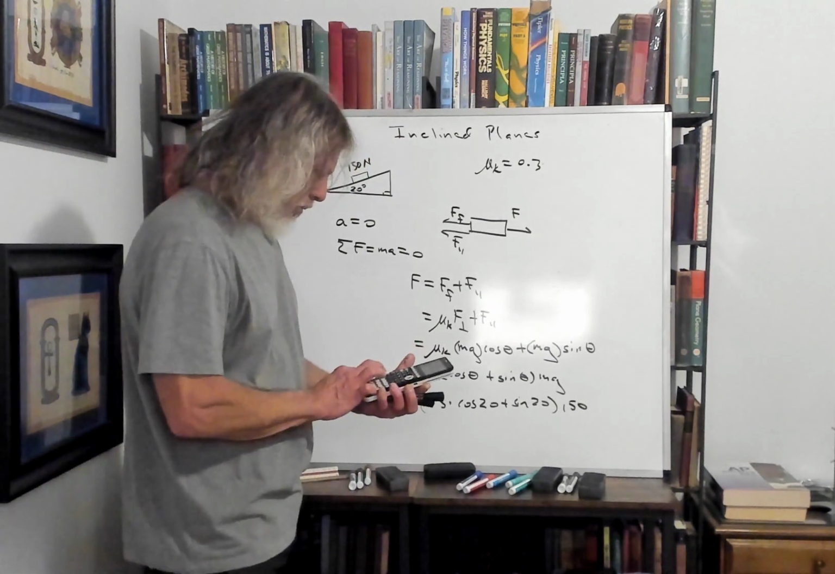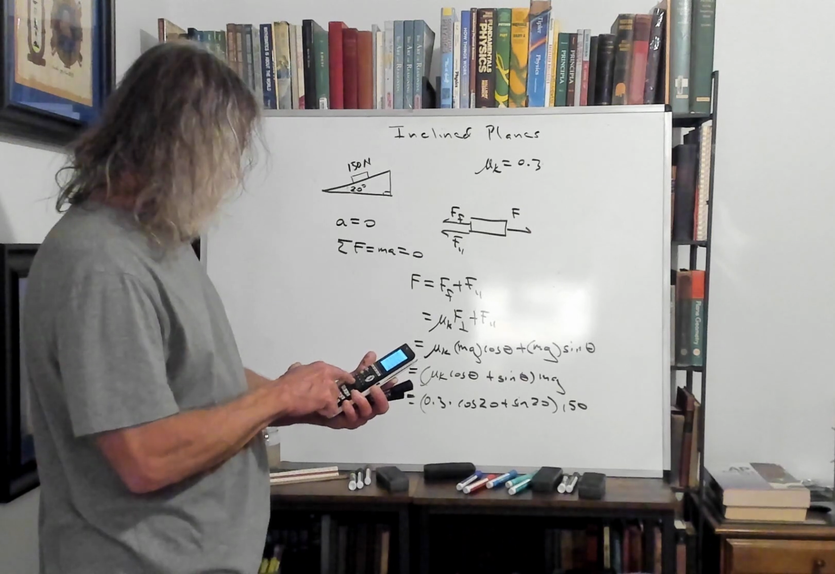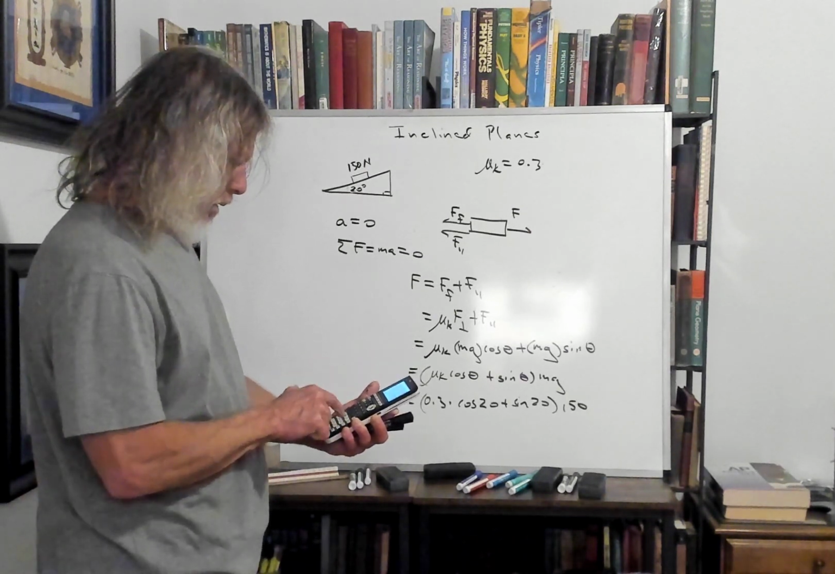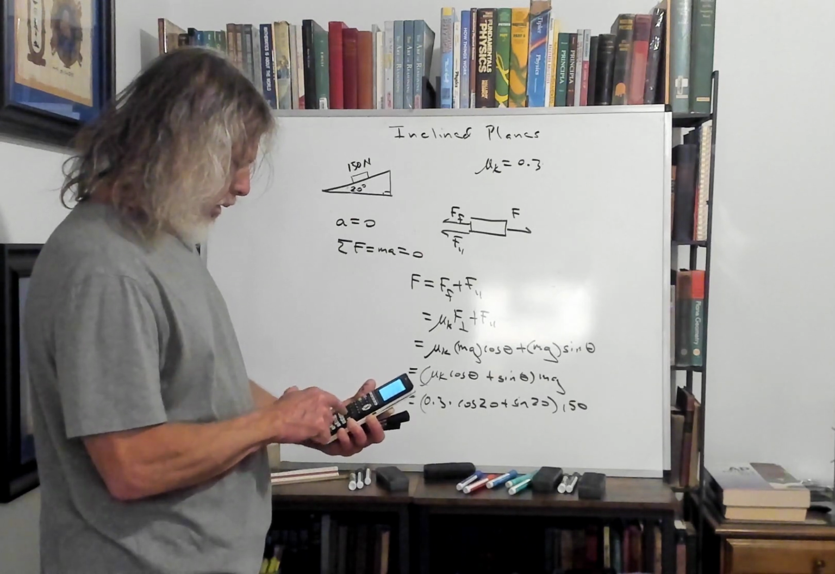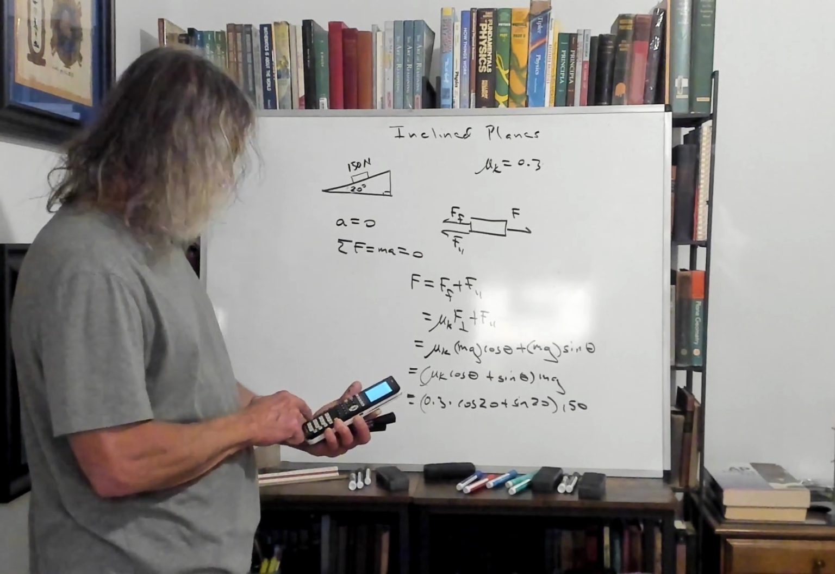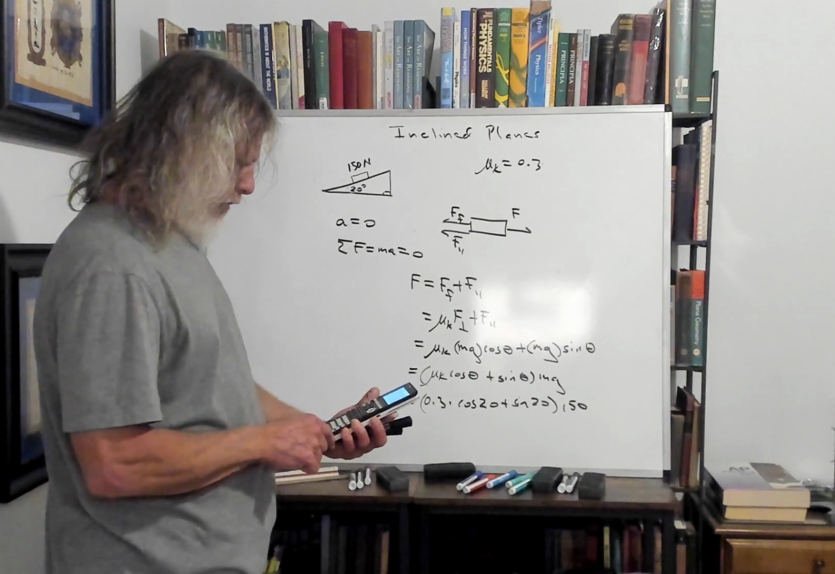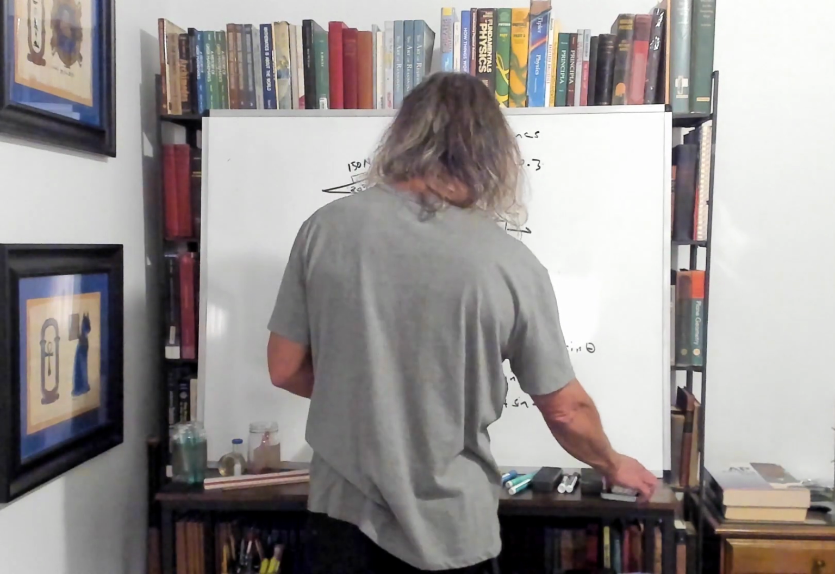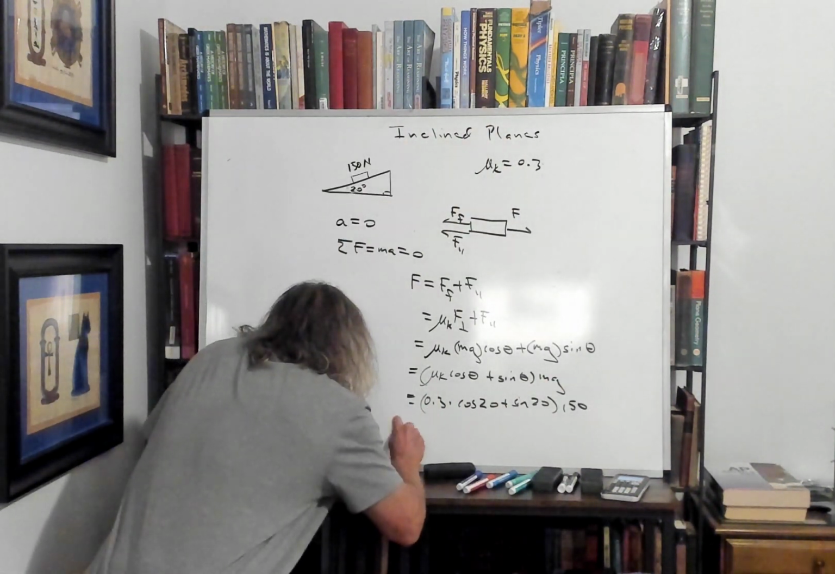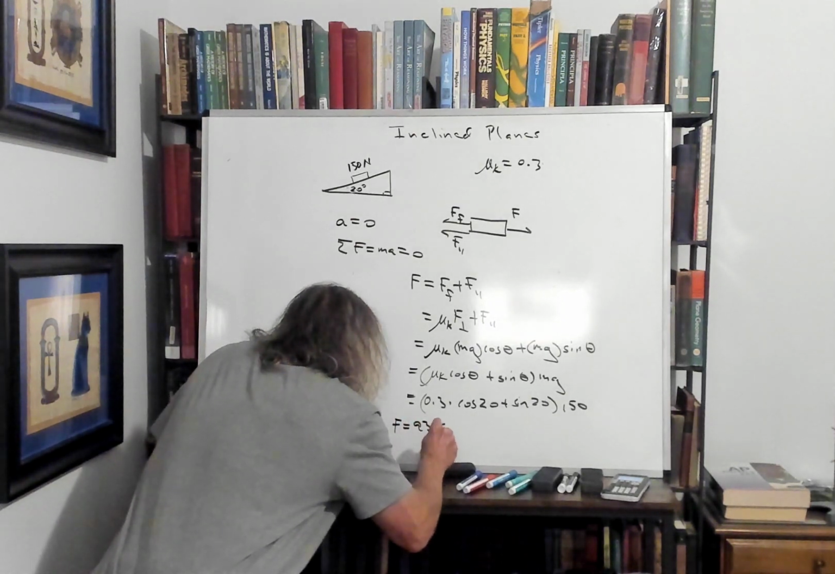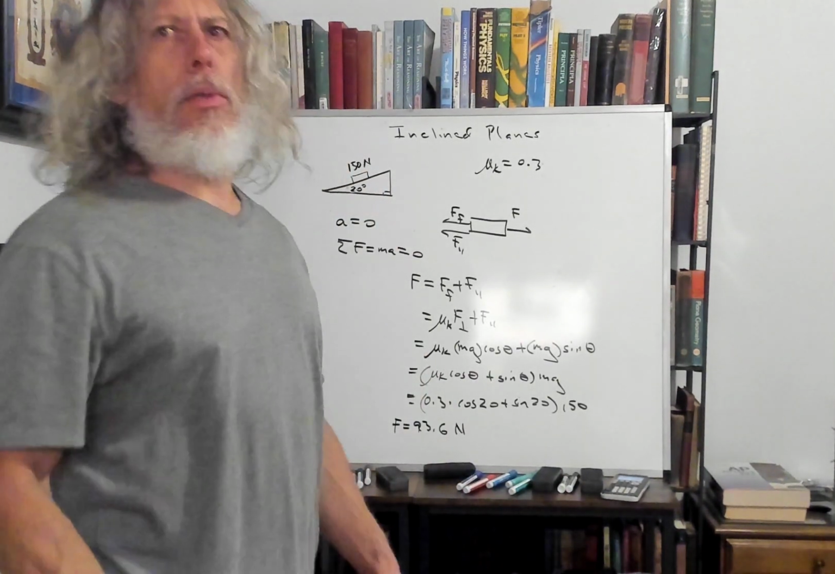So parenthesis 0.3 cosine 20, close parenthesis, plus sine 20, close parenthesis, times 150, enter, got 93.6. So about 93.6 newtons.